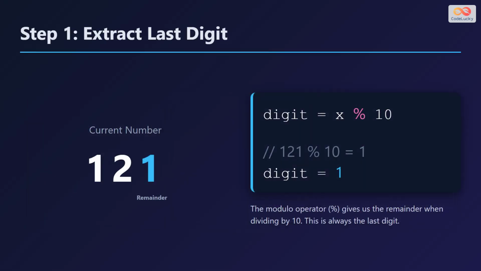Step 1 is extraction. We use the modulo operator, which is the % sign in most programming languages. Modulo 10 gives us the remainder when dividing by 10. For any integer, this remainder is always the last digit. So for 121, modulo 10 gives us 1.